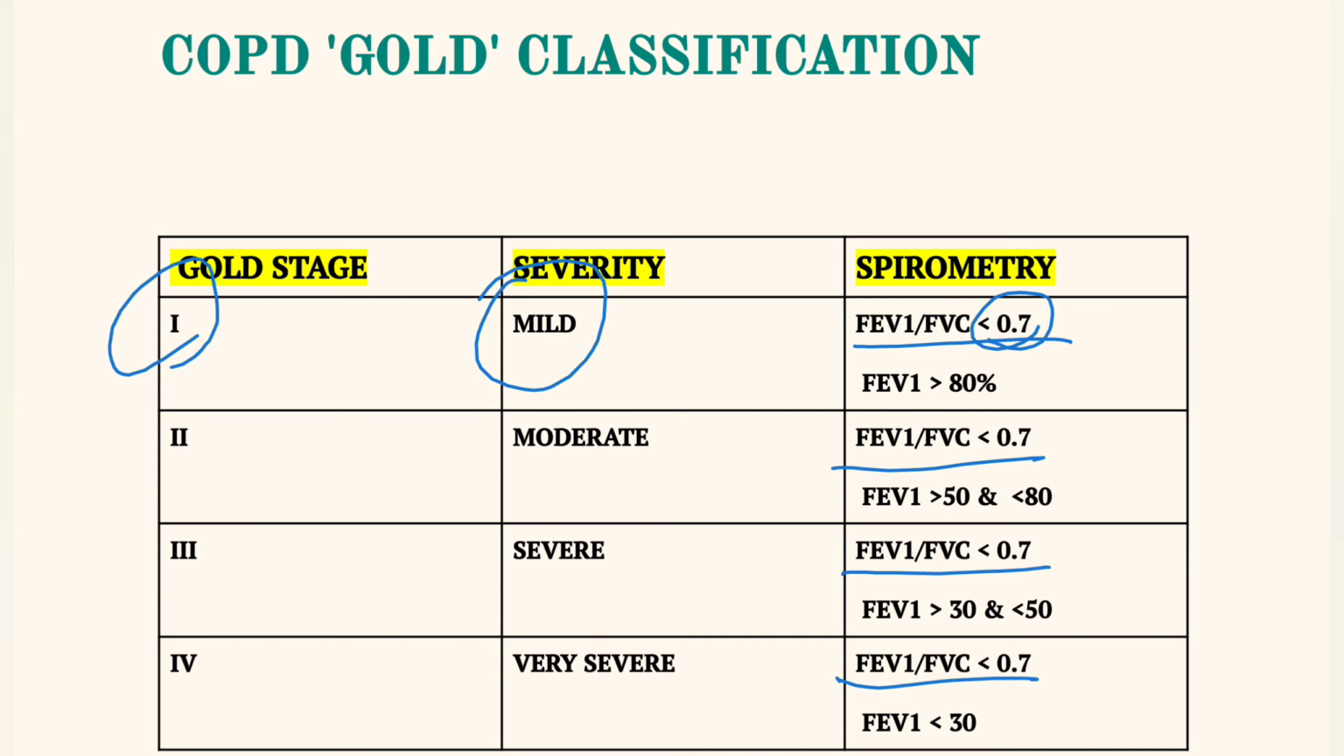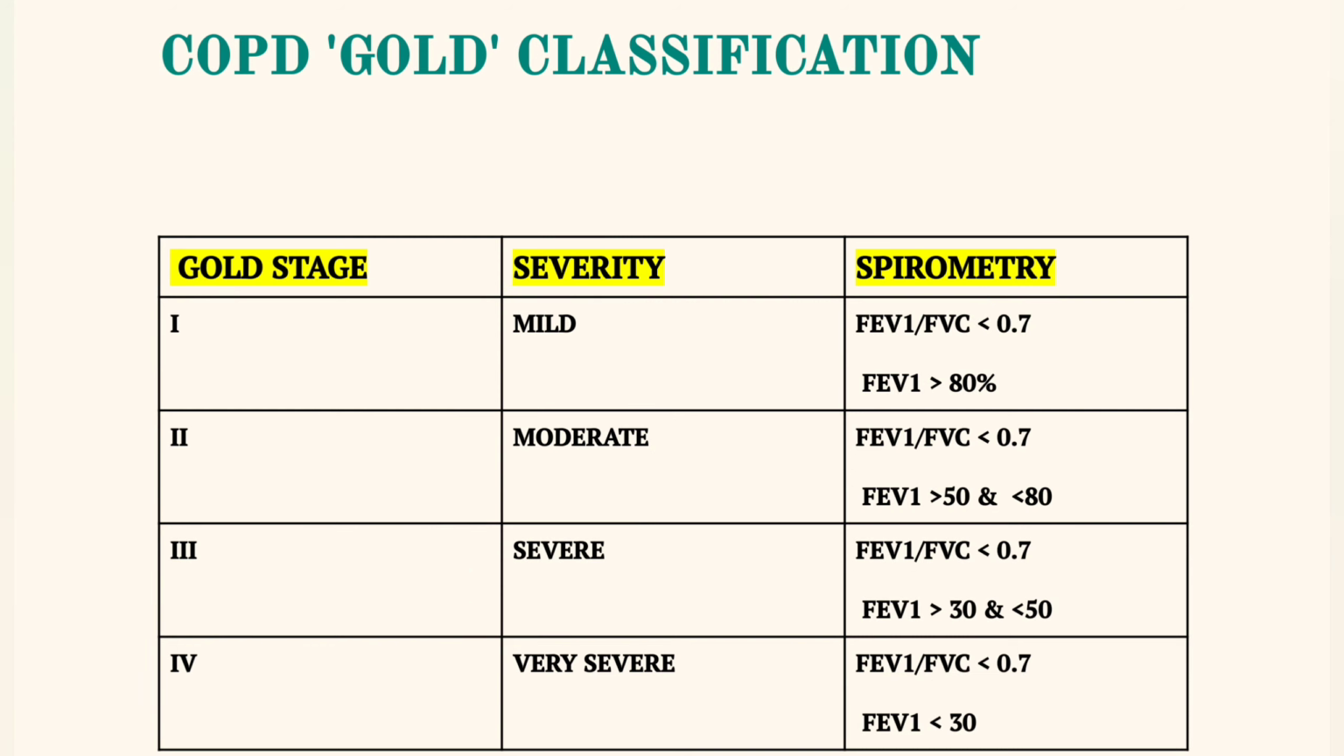In the second stage, it is the moderate stage and FEV1 is between 50 and 80, meaning more than 50 and less than 80. In severe, FEV1 is less than 50 but more than 30. In very severe, FEV1 is less than 30.